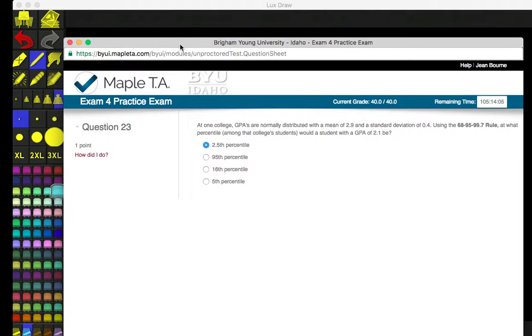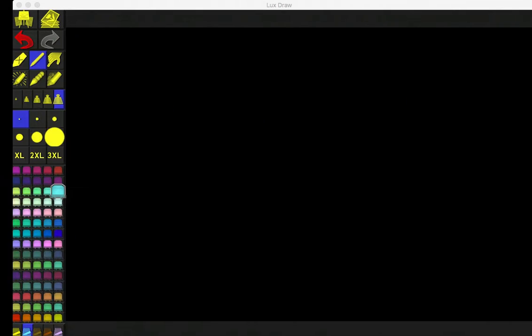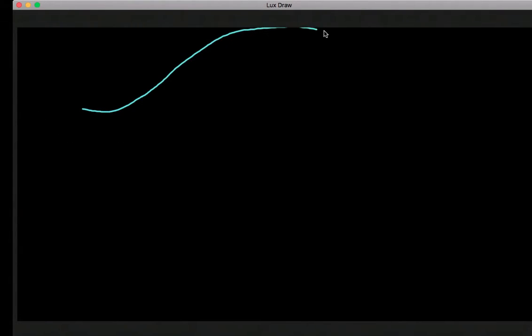Okay, so this gives me the mean and a standard deviation, and then it's asking me about a certain score. So I'm going to draw my chart first, and then we'll put those numbers in, okay? So I'm going to just make my distribution. I remember last time I wanted it bigger. Oh, it's because I had giant numbers. Oh well, we'll still make it big.